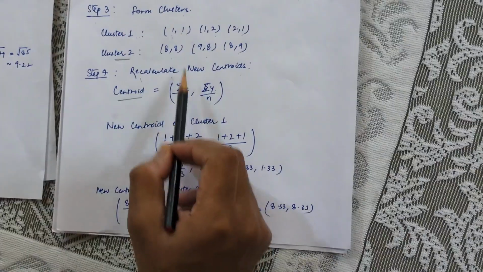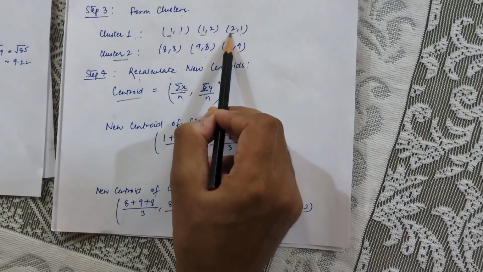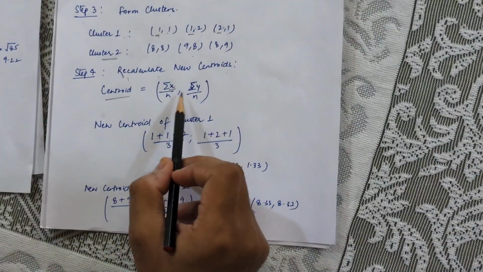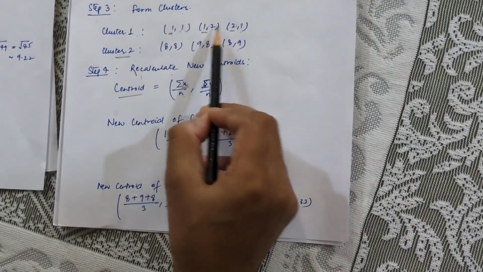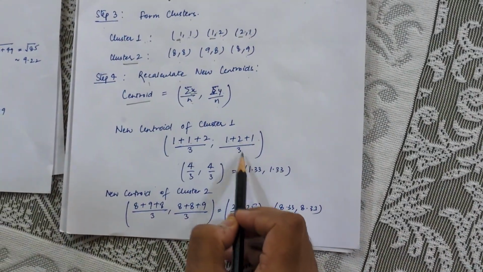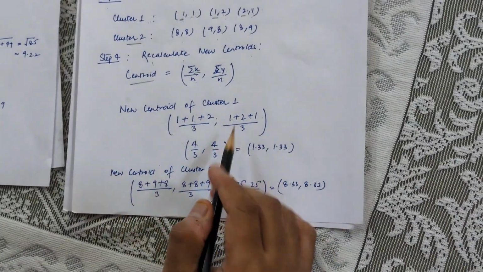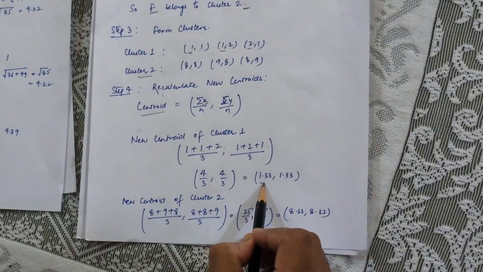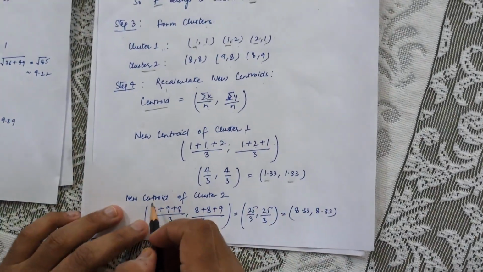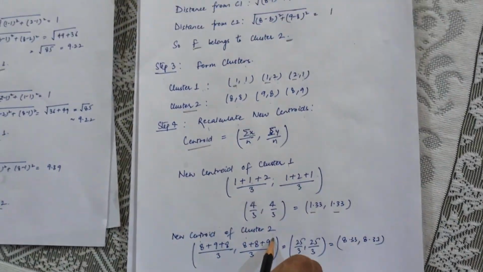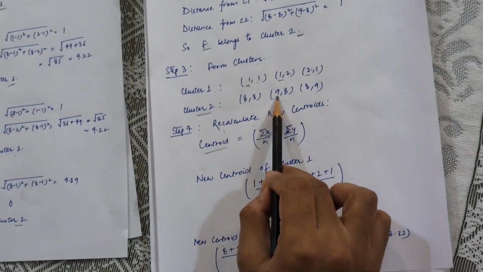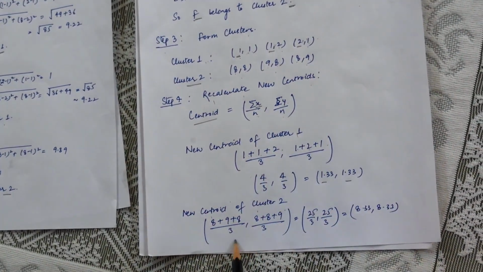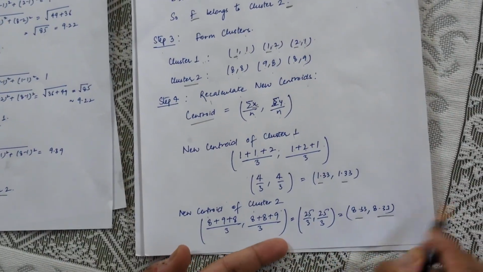So sigma x is 1 plus 1 plus 2, divided by the number of points, which is 3. Similarly, sigma y is 1 plus 2 plus 1 divided by 3. So the new centroid of cluster 1 will be (1.33, 1.33). Similarly, you will calculate the new centroid of cluster 2, which will be 8 plus 9 plus 8 divided by 3, and 8 plus 8 plus 9 divided by 3, which comes out to be (8.33, 8.33).